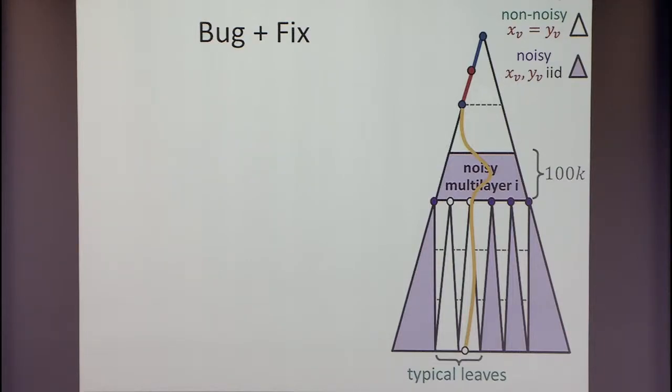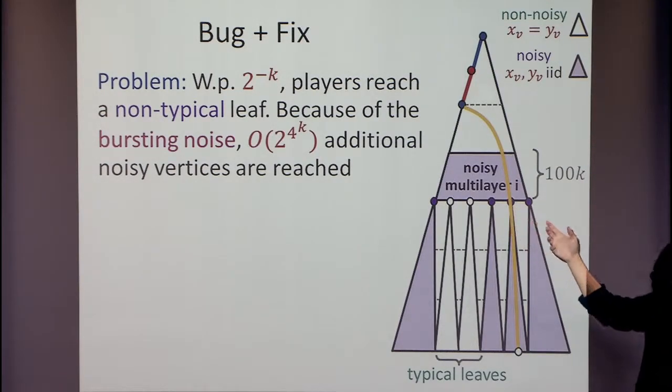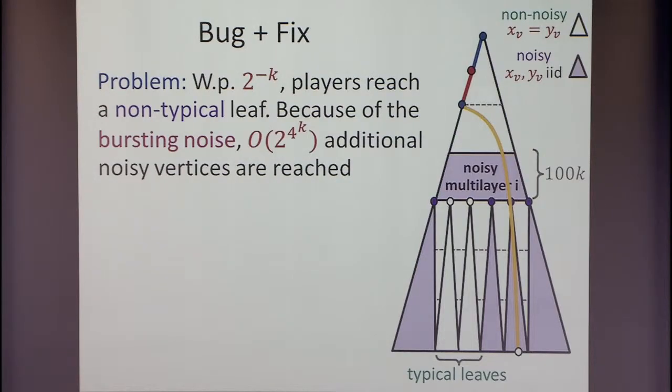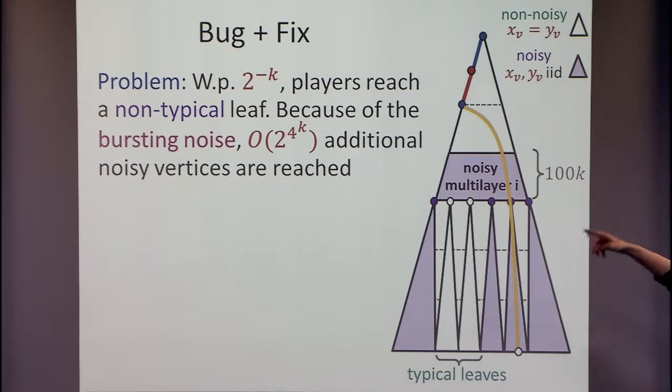So one last slide, I want to tell you what the bug is. I said there is a little bug with the protocol. And the bug is the following. With some small probability, we do reach a non-typical leaf. So it may happen that the path will go through here. It will happen with exponentially small probability. But this is still a problem because if it happens, this is very, very deep and it's all noisy. So in this case, we may give an additional 2 to the 4 to the k bits of information, which is too much because this times this is double exponential. We can't afford this.